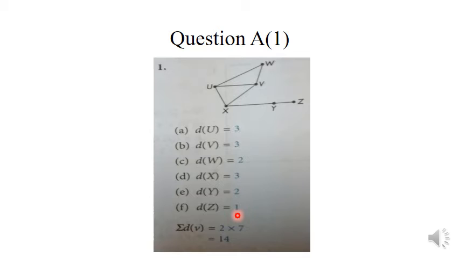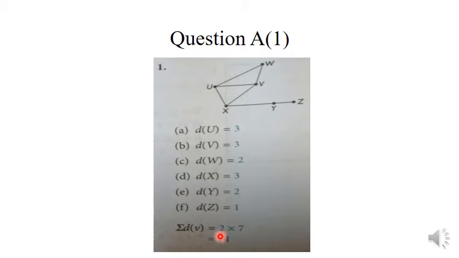Or one more way, you also can use a formula to find the sum of degrees. First, you write sum. This symbol is for sum. And then D for degrees. And then V for vertices. So, find the sum of degrees of all the vertices.